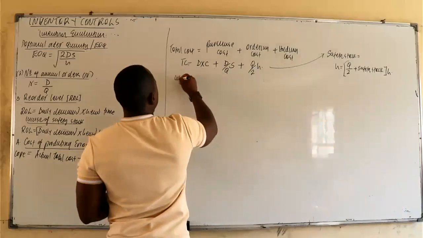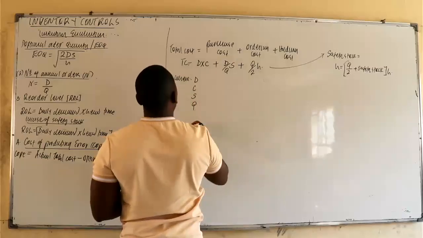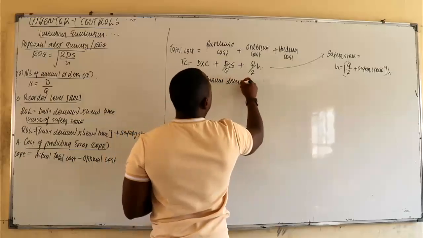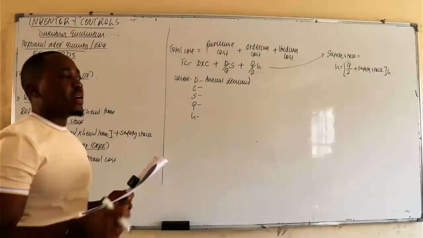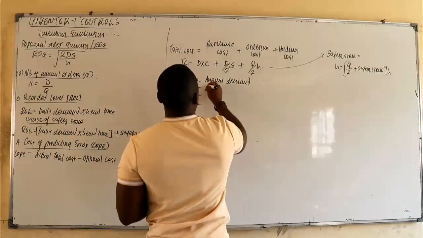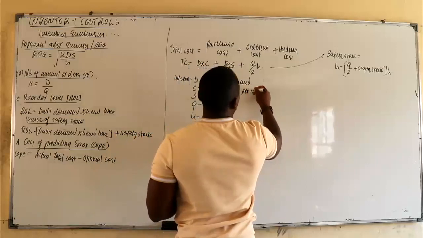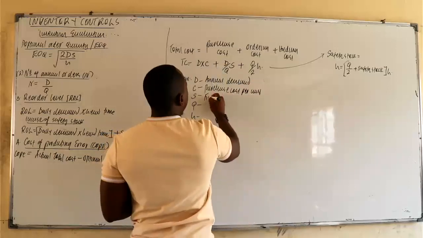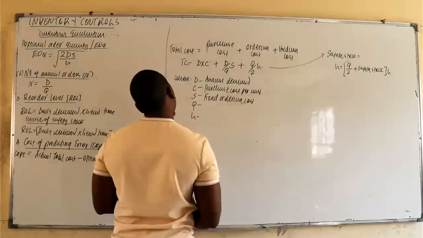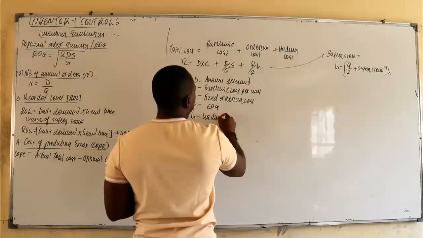So where, what is D, what is C, what is S, what is Q, and what is H. D is always the annual demand. Even if you're given the daily demand, you convert it into annual demand. Then C is the purchase cost per unit. S is the fixed ordering cost per order. Q is our EOQ, and H is our holding cost.